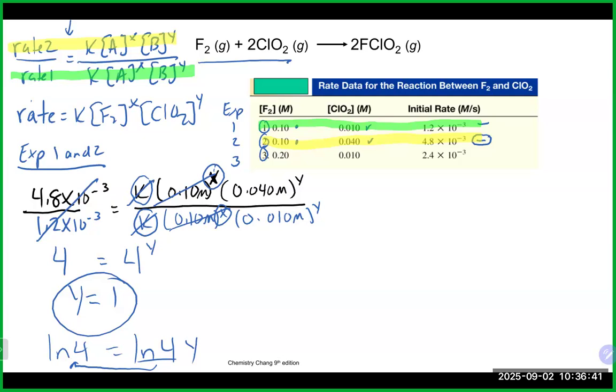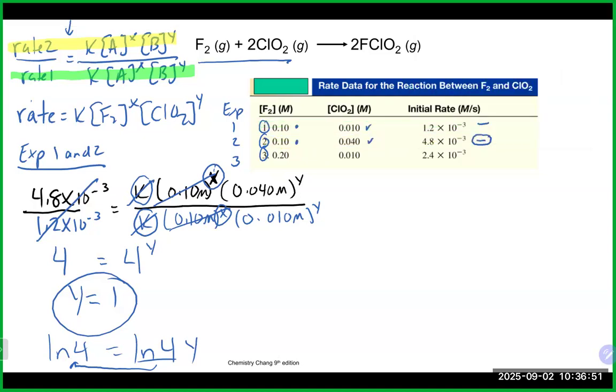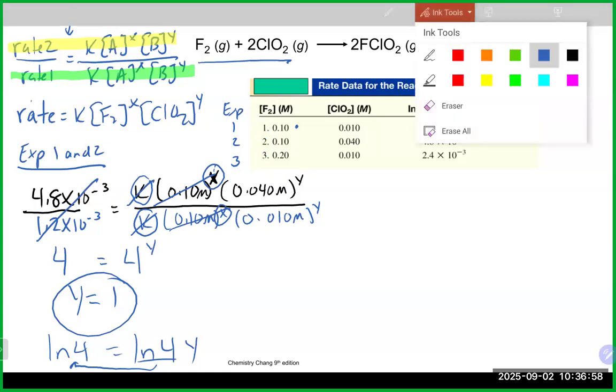First off, any questions on that there? So basically what we just found is the order with respect to ClO2 is first order. Now that we did that, what we're going to do is come back to this table.